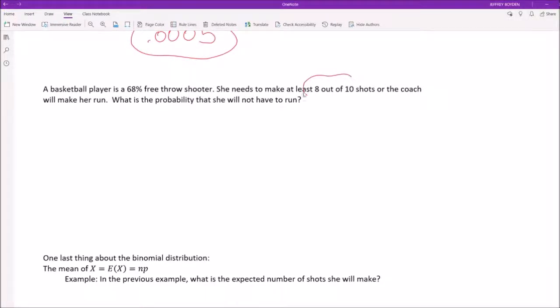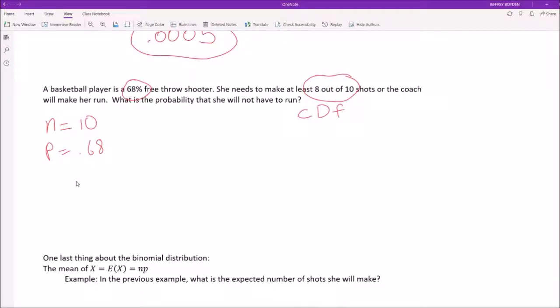So it gives us a range right here. So right away, I'm going to say, I think this is probably a CDF. Do I know the number of trials? Yeah. She has to make 8 out of 10. That's 10 trials. And do I know the probability of success? Well, if she's a 68% free throw shooter, that's 0.68. And so we've defined success as a made basket now because I've used the percentage that she makes.